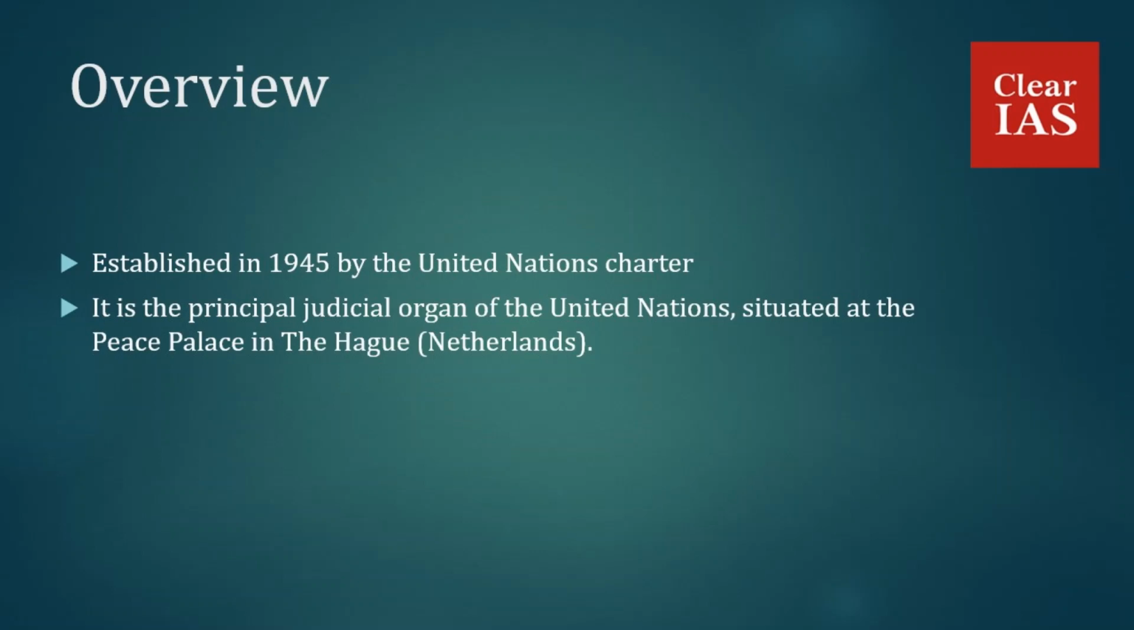And ICJ settles legal disputes between states and gives advisory opinions in accordance with international law on legal questions referred to it by authorized United Nations organs and specialized agencies. At present it has 193 state parties. So that is an overview about ICJ. We'll now see the structure of ICJ.